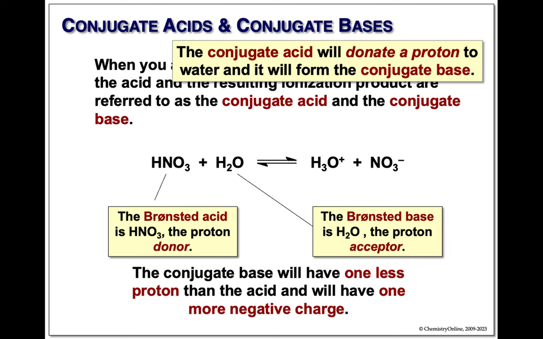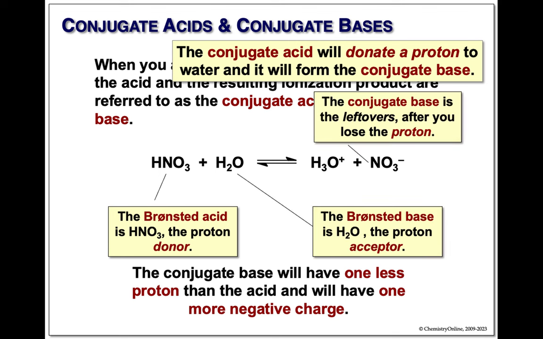The Bronsted acid-base theory basically only describes the ionization process. The Bronsted acid in this is the proton donor. It's the same as the conjugate acid, but Bronsted defines water as the Bronsted base because it's the proton acceptor. Once again, for conjugate acid-base pairs, the base is the leftovers. We've lost the proton, we're left with nitrate.